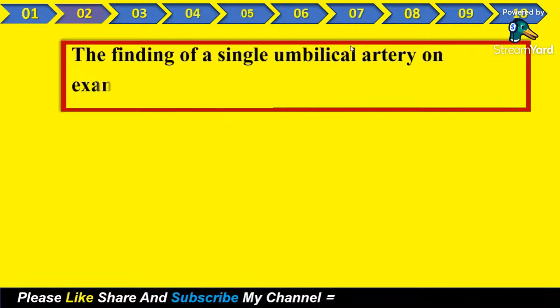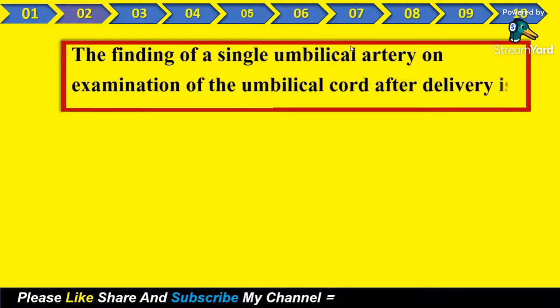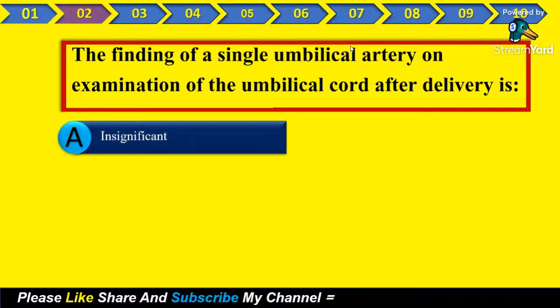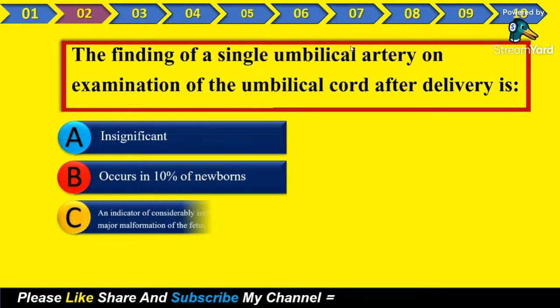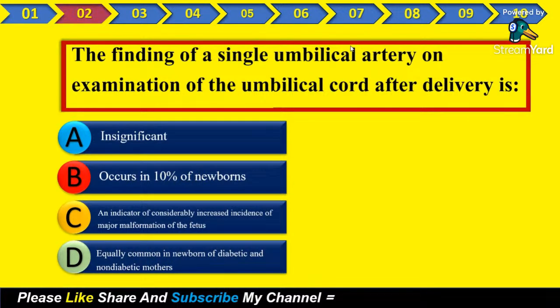The finding of a single umbilical artery on examination of the umbilical cord after delivery is A. Insignificant. B. Occurs in 10% of newborns. C. An indicator of considerably increased incidence of major malformation of the fetus. D. Equally common in newborns of diabetic and non-diabetic mothers. So the correct option here is an indicator of considerably increased incidence of major malformation of the fetus.